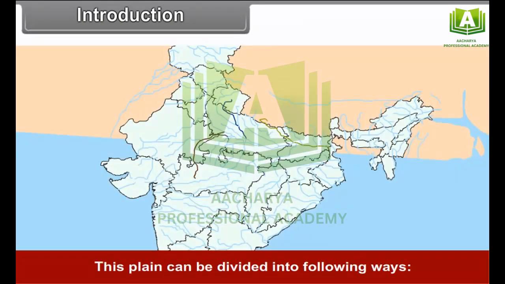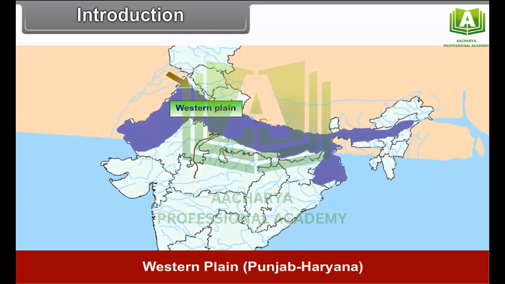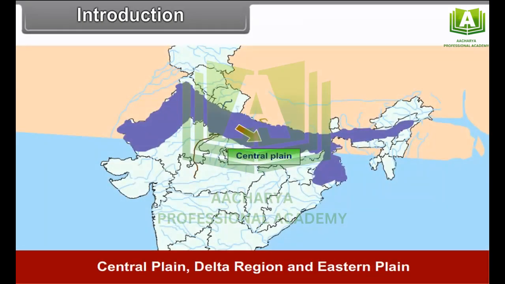This plain can be divided into four parts: Rajasthan Plain, deserts, Western Plain, Punjab, Haryana, Central Plain, Delta region and Eastern Plain.